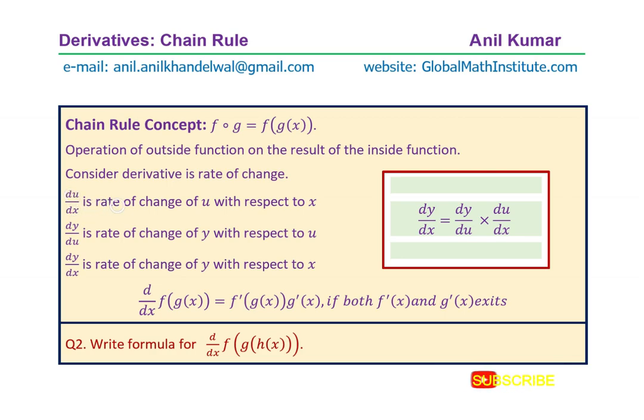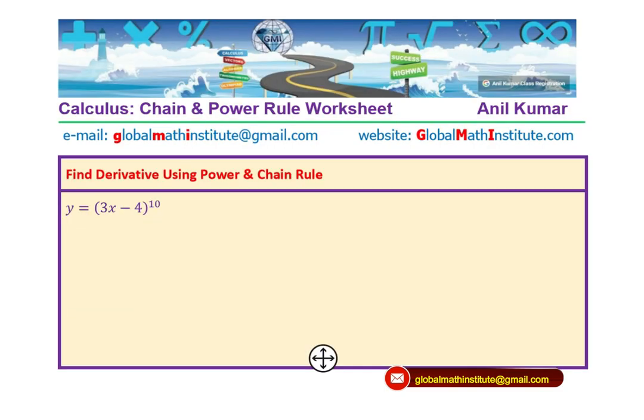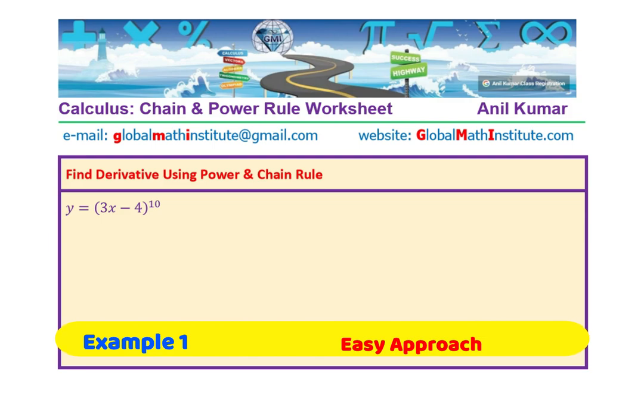So du dx is the rate of change of u with respect to x, and dy du is the rate of change of y with respect to u. dy dx is the rate of change of y with respect to x. So you finally get dy dx as the product of the two derivatives, right? Let's take up these examples one by one and understand what we are trying to say.